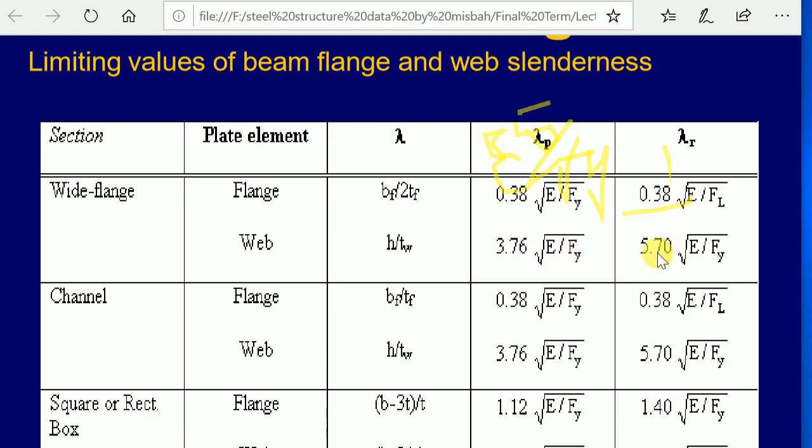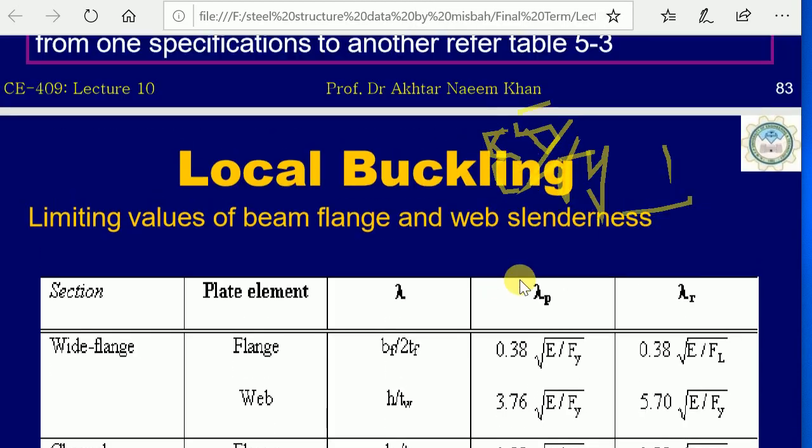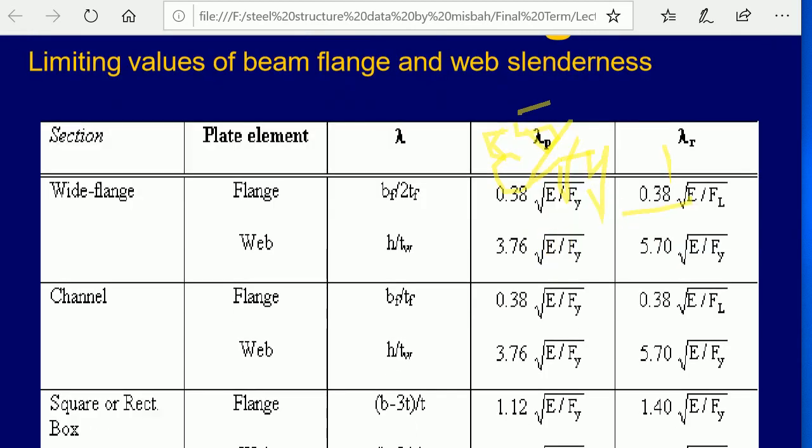We use these formulas; although I don't always use them, you can use them, and in the example I will use those. These are the limiting values, and they are selected from the manual. So you can find these formulas in table 5.3 in your LRFD manual as well as in your AISC manual.